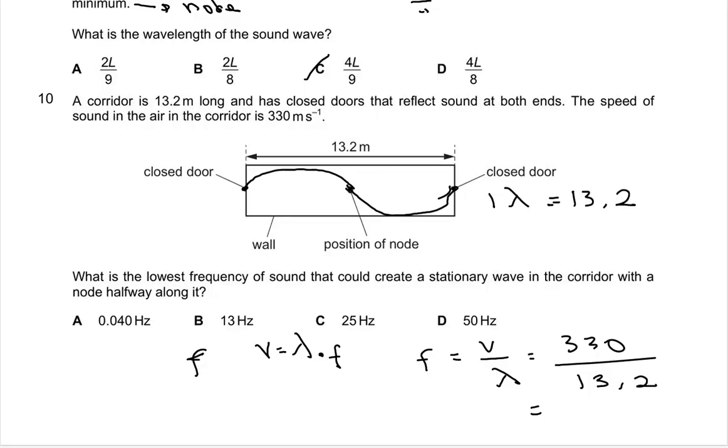Okay, the answer is 25, C. With nodes, you just follow the instruction in the question. The question informs us that there is a node halfway along it, so you just connect and draw the line, and that's the lowest frequency that can happen in the corridor.